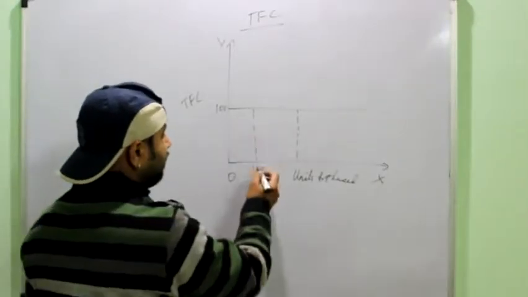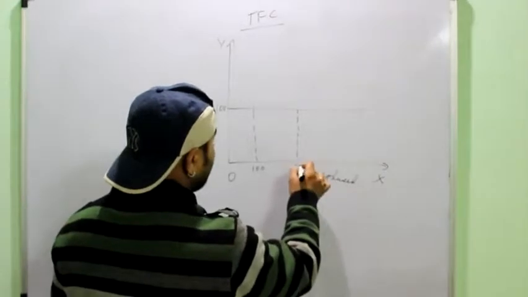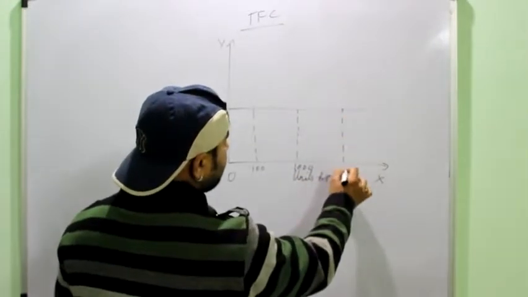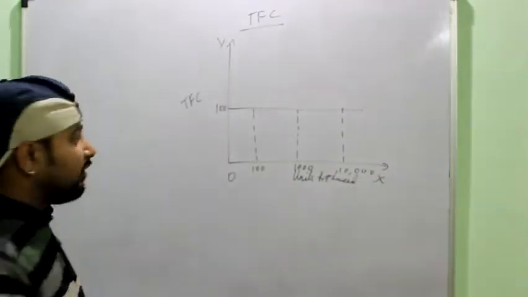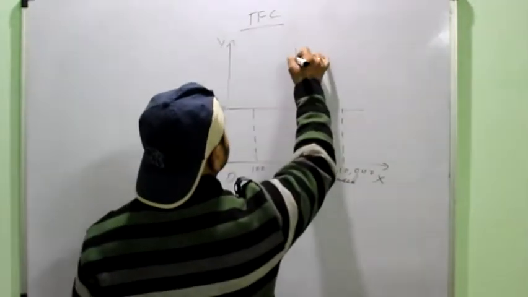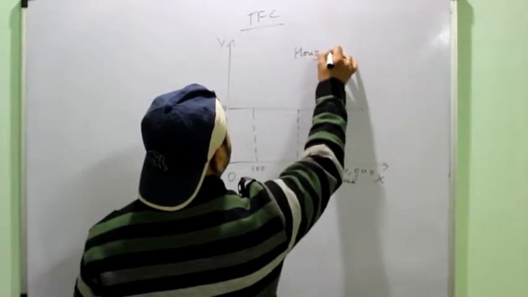Okay, if I produce 100 units, then also it is 100. If I produce 1000 units, then also. If I produce 10,000 units, then also, right? So total fixed cost remains constant, or it will be known as a horizontal straight line.